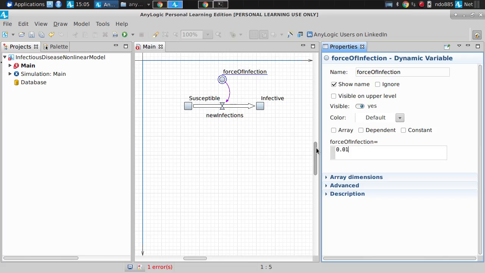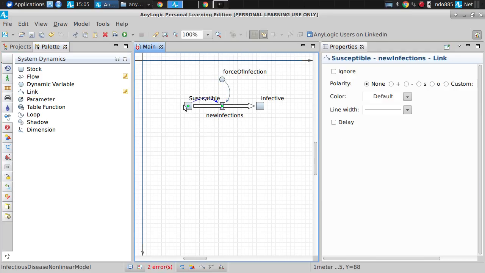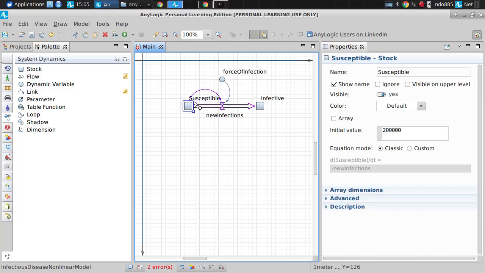So it's 1%. What else do we need to do to make new infections plausible? Right now, it depends on force of infection, which is going to be a probability per hour of getting infected. What else do we need to do? You have to link in the pool of susceptible people, right? And why is that? Because if there ain't no susceptibles, there's nobody who's going to get infected. So I just did that.